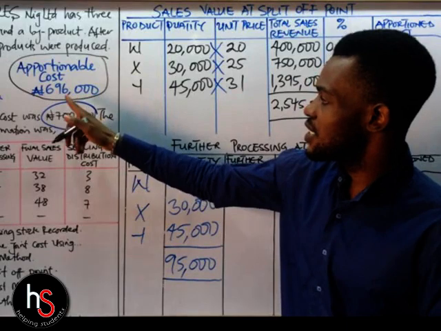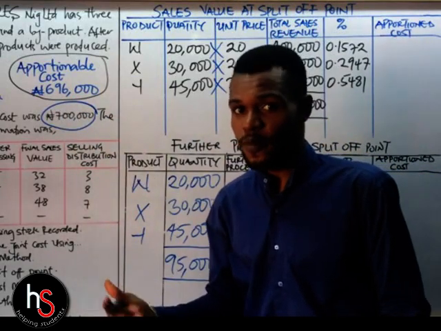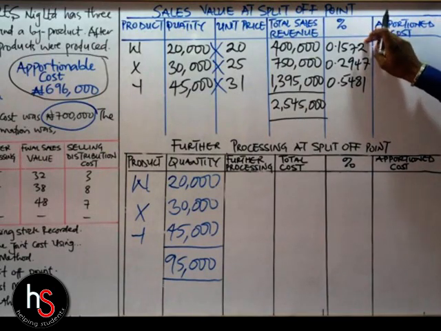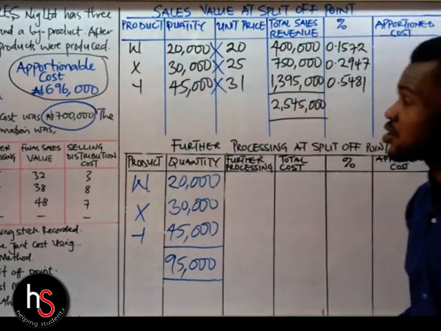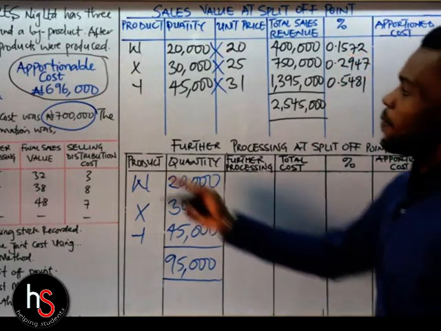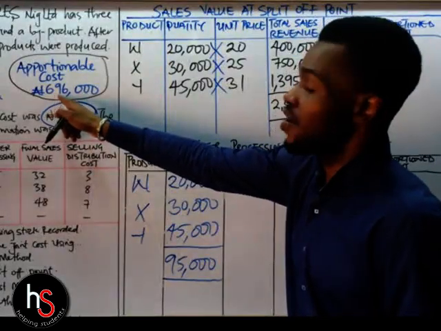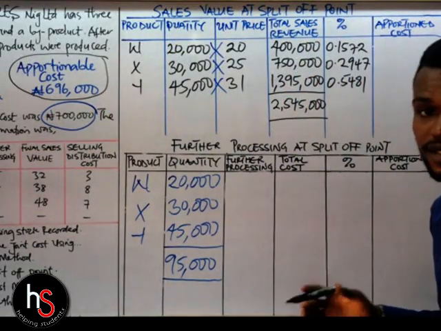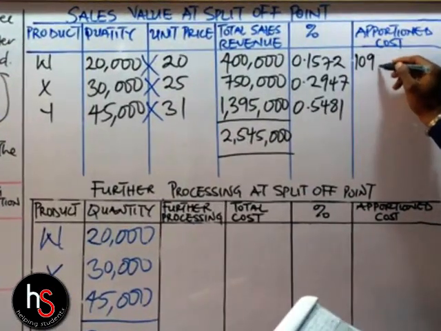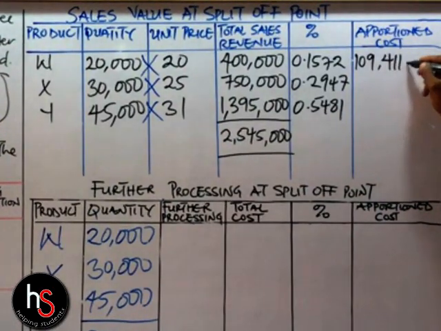I wrote it down for us here as 696,000. Okay? Now, to get our apportioned cost, we multiply our proportion cost with the apportionable cost. So we say 0.1572 multiplied by 696,000. Okay? So that gives us 109,411.2 for the first one.